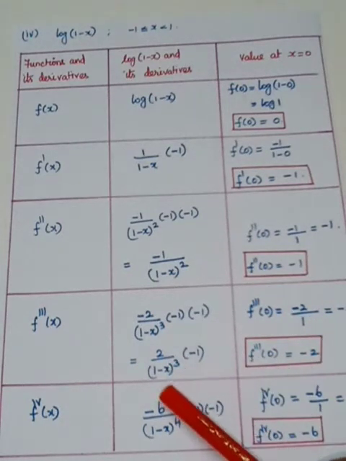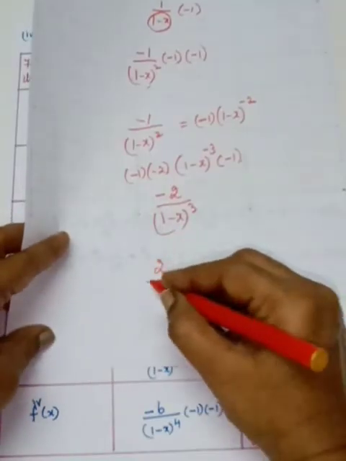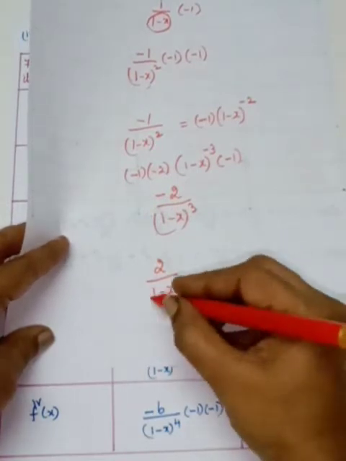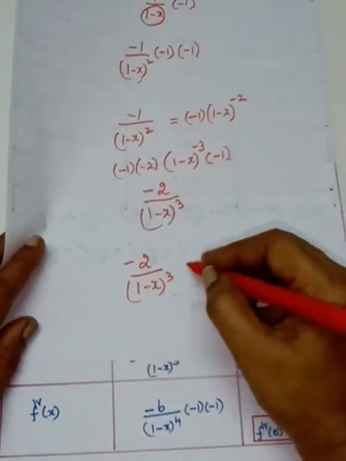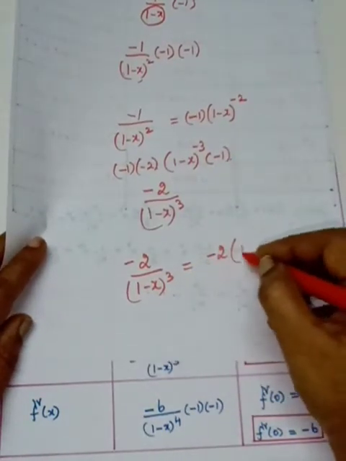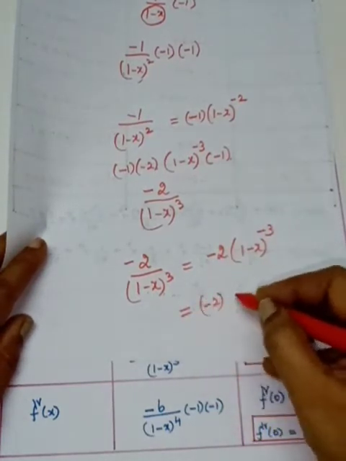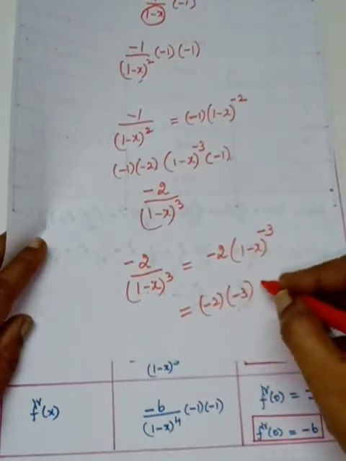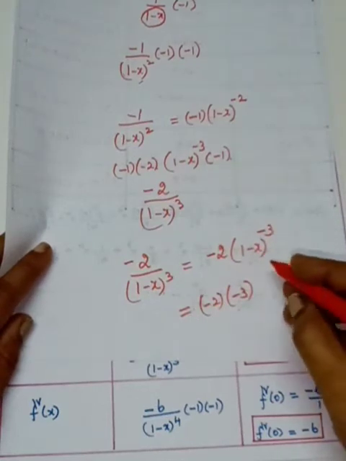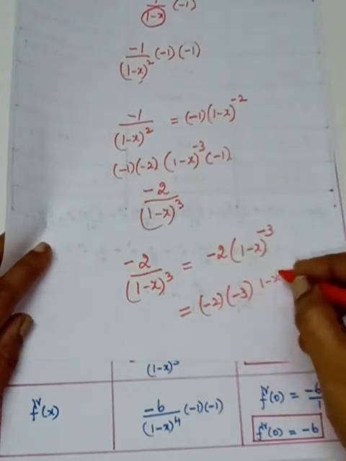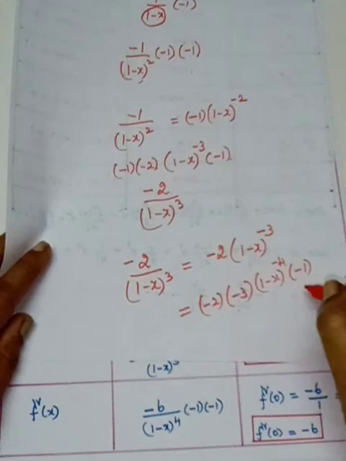Next step, here we have 2 divided by 1 minus x the whole cube, and here you are having minus. How will it be written? Minus 2 into 1 minus x the whole power minus 3. So it is minus 2 into minus 3. If you apply the power rule, minus 3 into 1 minus x the whole power n minus 1, so it is 1 minus x the whole power minus 4 into minus 1. 1 minus x, if you differentiate, it is minus 1.